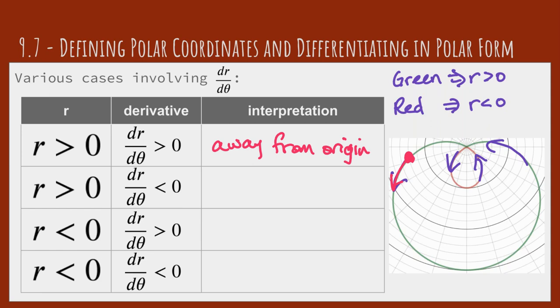However, if r is positive and dr d theta is negative, that would be like this point right here. In this case, r is positive, but as the object moves, it's actually getting closer to the origin here. So this is going to be toward the origin.